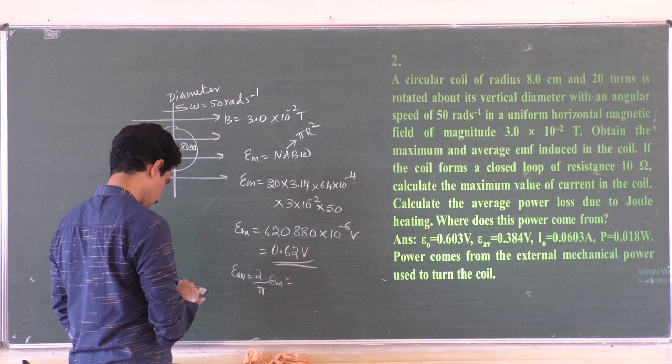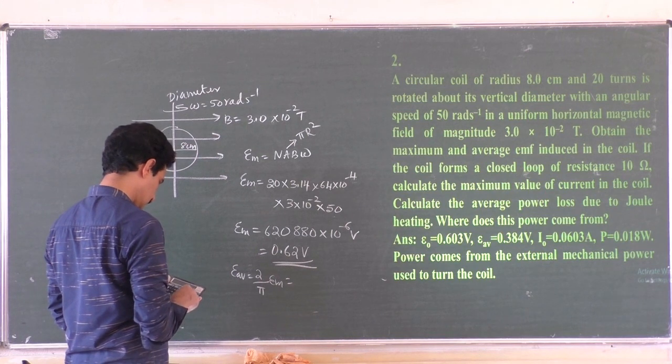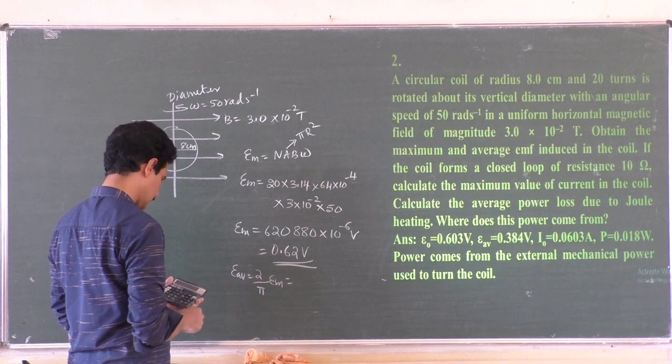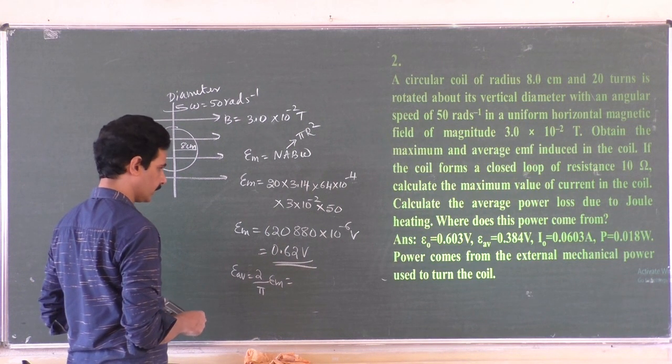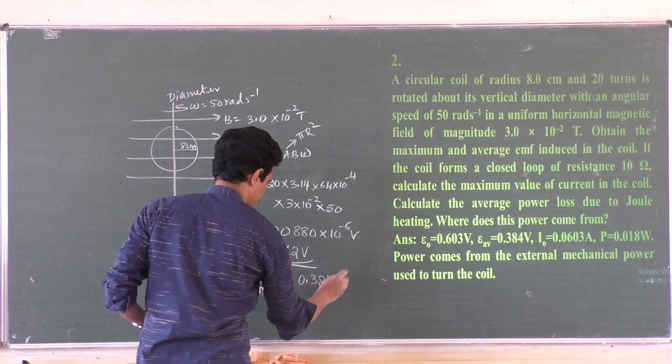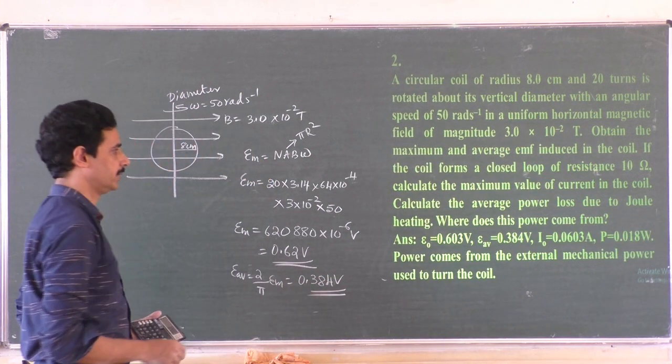So into 2 divided by 3.14. That is equal to 0.384. Is it so? Yes. 0.384 volt. Average value of EMF induced.